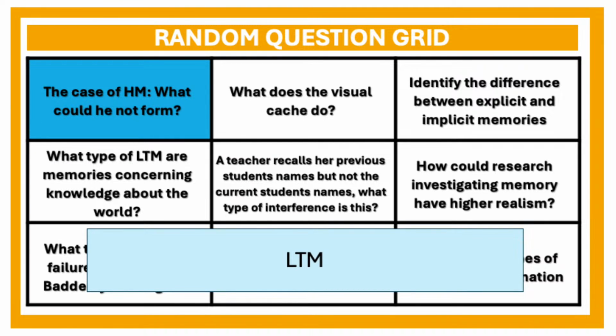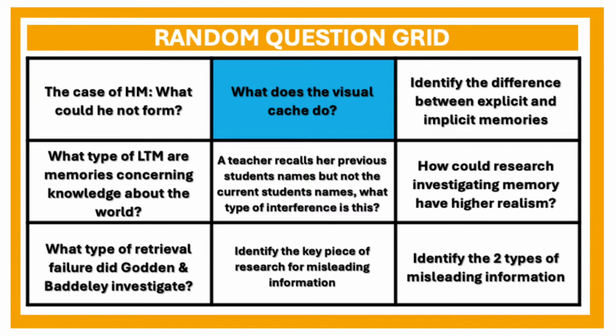It was long-term memory for HM, and I think that's really useful to know so that you know where you could apply HM in the specification, because it might be that you can apply HM not only to the types of long-term memory but also to the models such as the working memory model as well. Okay, let's look at the next question then. What does the visual cache do?